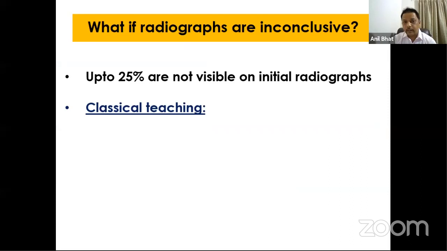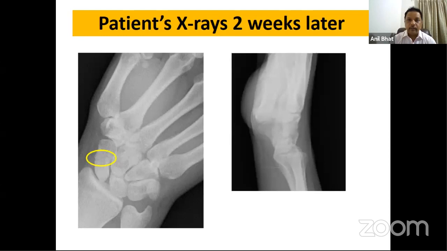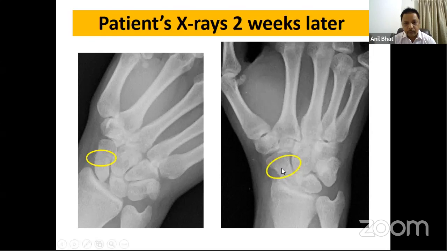And the classical teaching, whatever is being taught to us, is basically put them on a slab or a cast, wait for 2 weeks, call them back, check clinically, repeat the X-ray and take a decision. And that's what we did for this patient. And if you see carefully, you would see the fracture line staring at you 2 weeks later. But that doesn't happen always, right?